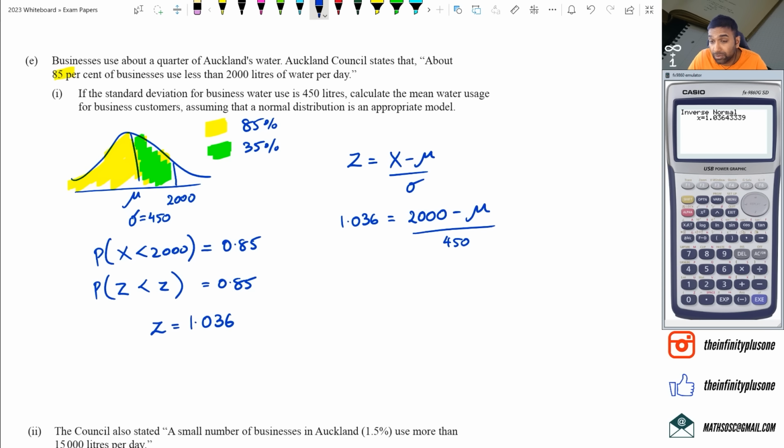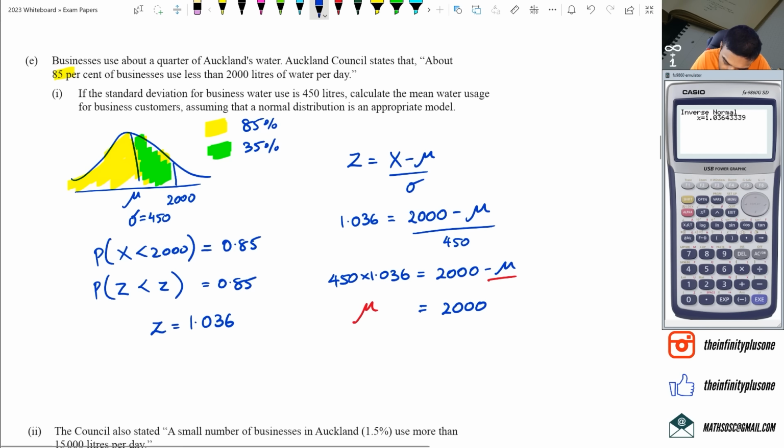Now some people might find this a bit challenging to rearrange. You can actually use the graphics calculator to solve it, but let's do this really quickly, folks. So we're going to multiply by the 450 first. So we're going to get 1.036 times 450 equals 2,000 minus the mean. I'm going to swap the mean and this big ugly number across. So the mean, when it comes to the left hand side, is going to become positive. And then if I take this to the right hand side, it's going to become minus. So I've got minus 450 times 1.036.